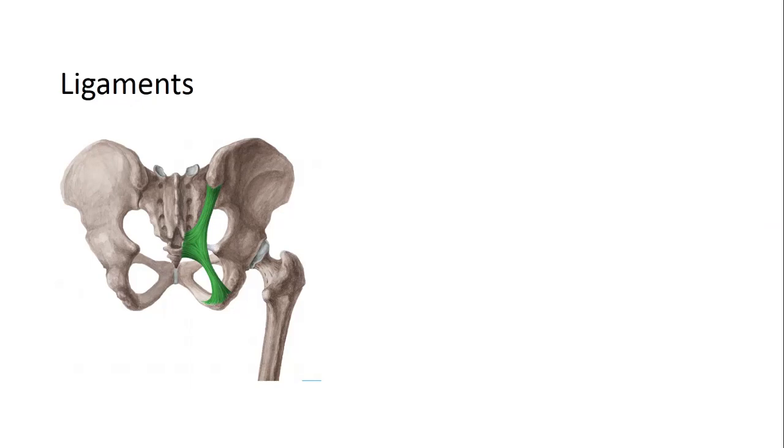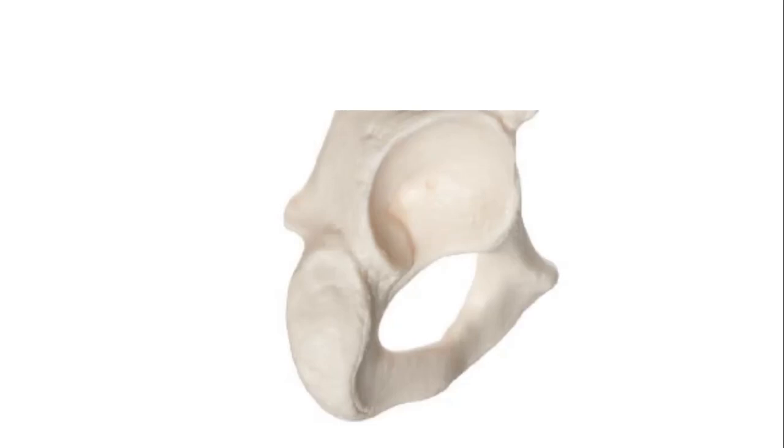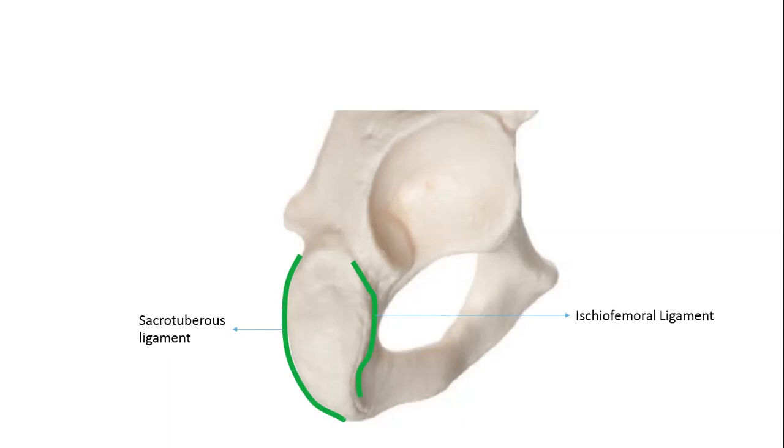Now the ligaments attached to the ischium. One is the sacrotuberous ligament. So this is the sacrotuberous ligament, attached to the inner border of the ischial tuberosity, and on the outer border there is attachment of the ischiofemoral ligament. This green structure is the ischiofemoral ligament. Its attachment on the ischial tuberosity: the inner or medial border gives attachment to the sacrotuberous ligament, while the outer or lateral border gives attachment to the ischiofemoral ligament.